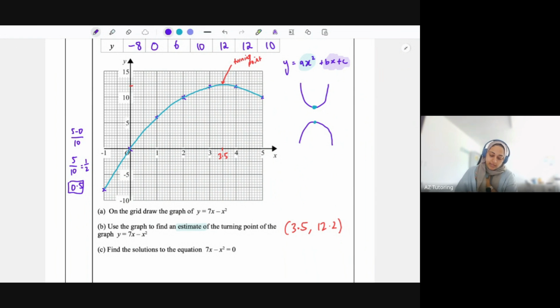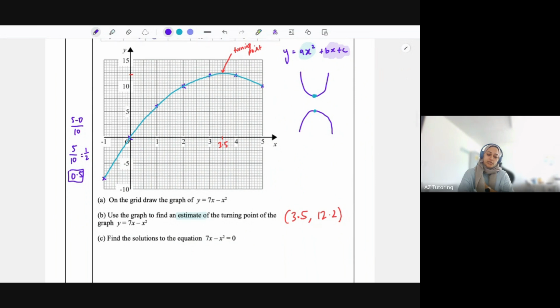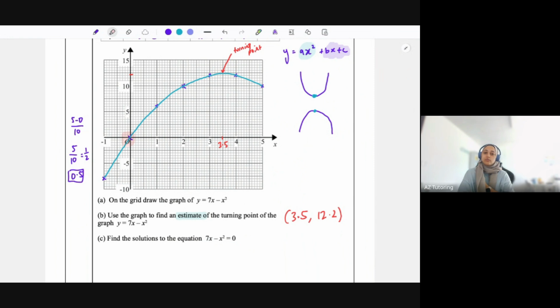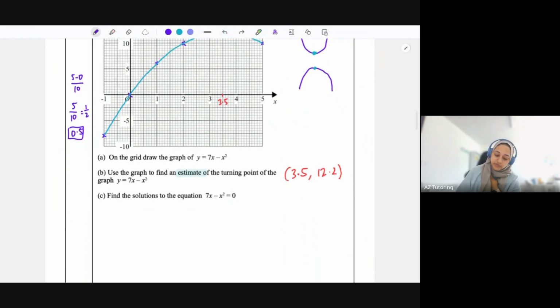Okay. It then says find the solutions to equation 7x minus x squared equals 0. So to find the solutions, it basically means where it crosses the x-axis. Now we can see very clearly there's one point we can see here, which is 0, which is where it crosses the x-axis. But we can't see the other one. This graph will eventually go down like this, but we can't see what this is, but we're expecting the number to be higher than 5. And anyways, so how do we do that? We just need to solve this.